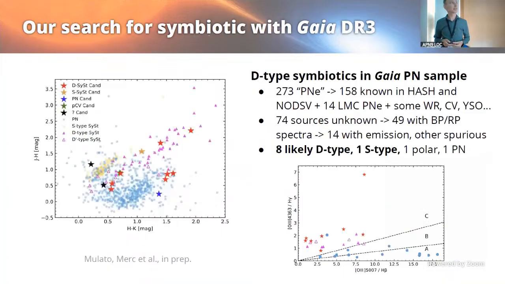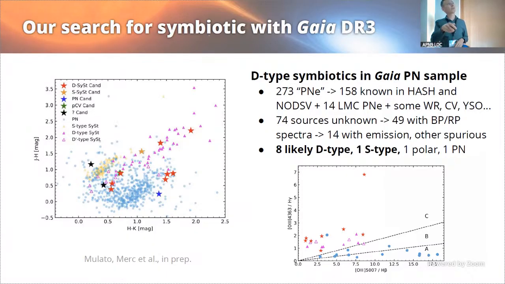And on the last slide, in my last minute, we also tried to use this misclassification of planetary nebulae to search for D-type symbiotic stars, because the previous way is not very good for D-type symbiotic stars. It worked for S-type symbiotic stars, but not for D-types. So there are 273 planetary nebulae in the DR3 classification. Out of that, there is this number of either planetary nebulae or symbiotic stars misclassified, plus the 14 in LMC, and some are already known as Wolf-Rayet stars, CVs, YSOs. So at the end, from this list, there are 74 sources which are unknown.